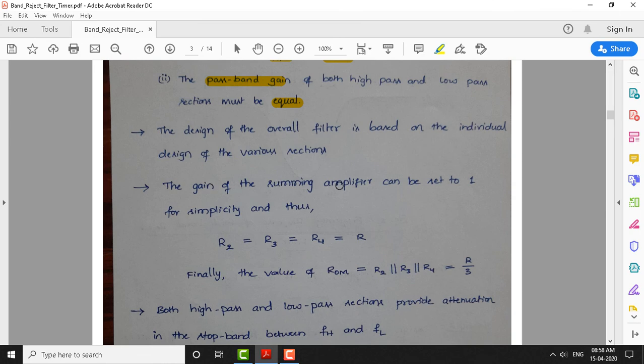The gain of the summing amplifier here, where it receives signals from both the low pass filter section and the high pass filter section, is said to be 1, which is unity. And also for simplicity, in the summing amplifier, we assume resistance R2 equals R3 equals R4, which is equal to R. So from this, we can estimate the offset minimizing resistance ROM.